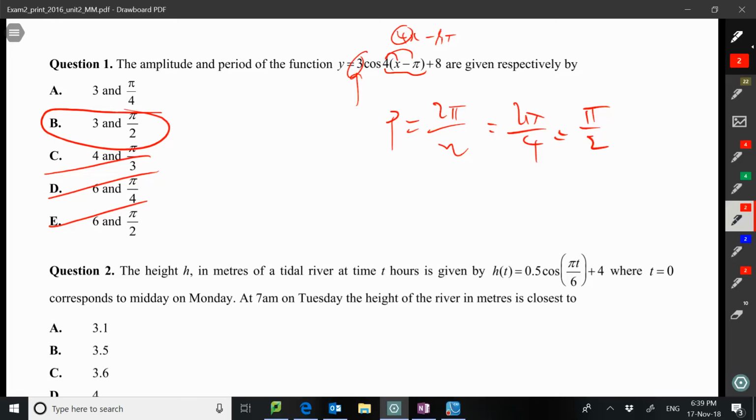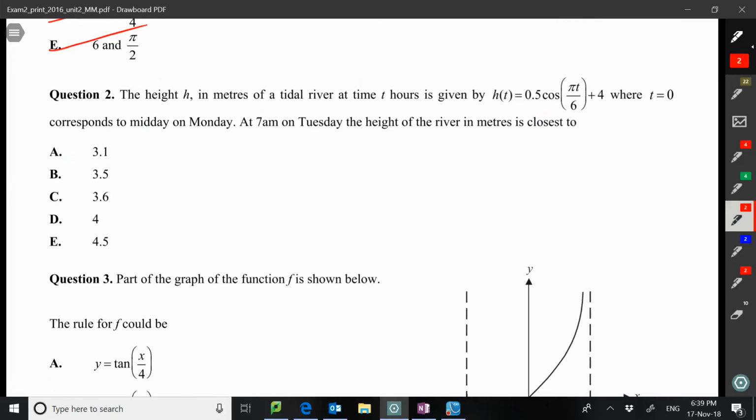What are we doing? We've got the height of a tidal river at time t, where t equals 0 corresponds to midday on Monday. Hopefully you've done some application questions, or at least the 2017 paper; the extended response question is very similar to this, but this one's obviously easier. So you've got this graph, where t equals 0 corresponds to midday.